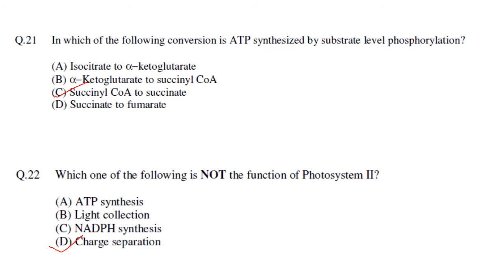In which of the following conversions is ATP synthesized by substrate level phosphorylation? This takes place in the citric acid cycle also, and the answer is option C, succinyl-CoA to succinate.